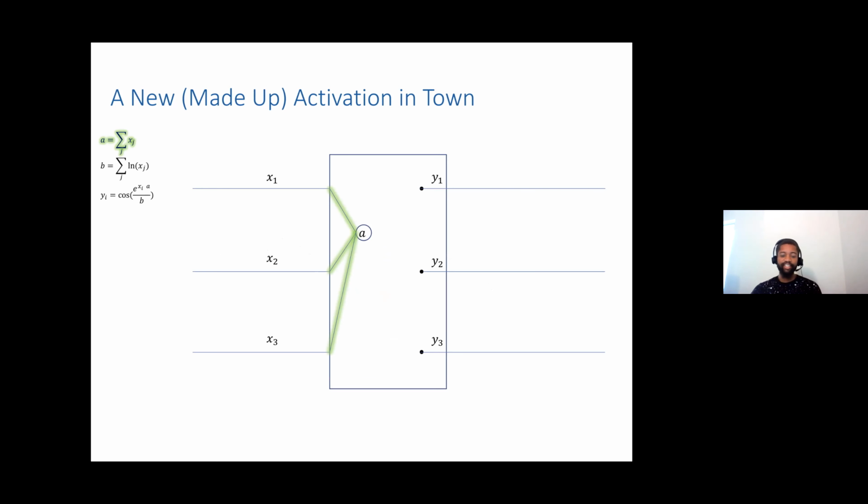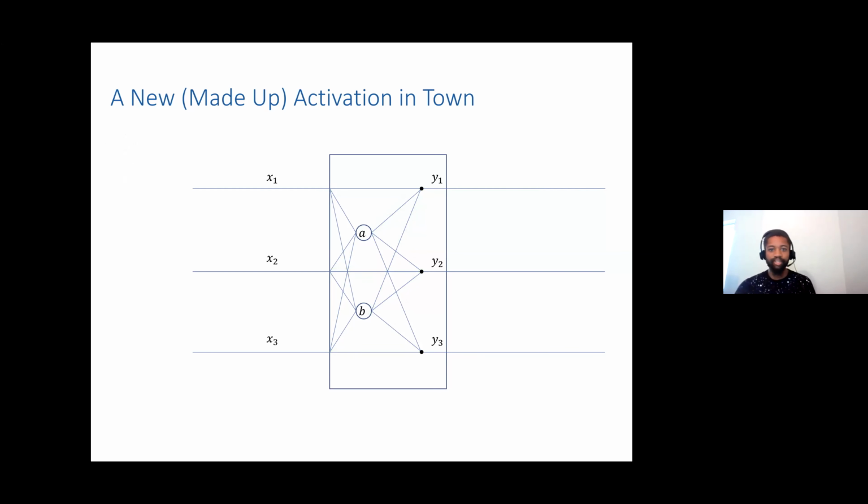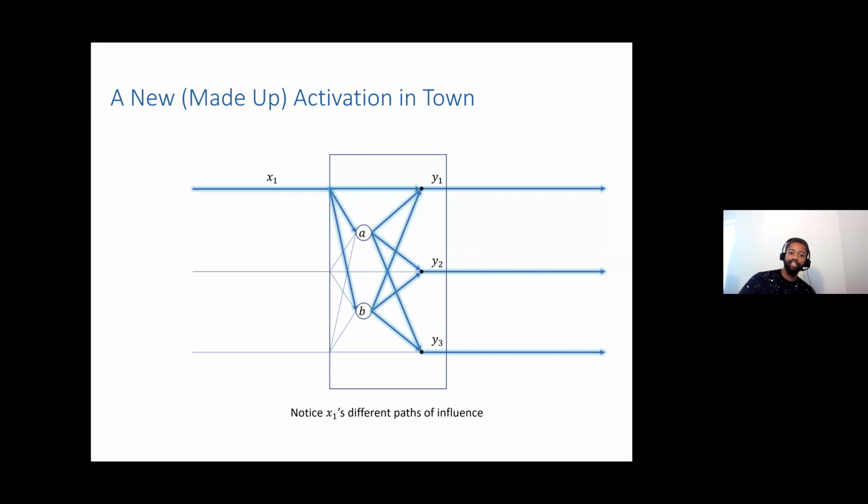So we have A here, and that's affected by all of the inputs. We also have B, the sum of those natural logs, and that's also affected by all of the inputs. And then we have the actual outputs, and each of those is affected by its respective input and also by both A and B. So now we're done drawing this influence diagram. And notice x1's different paths of influence. To be exact, it has 7 different paths.